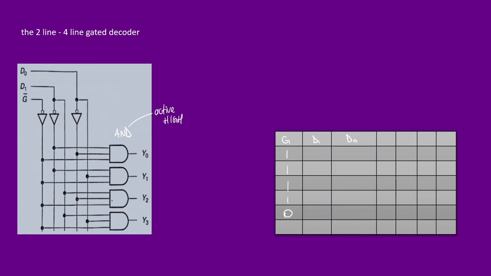Then we do only 0, 2 zeros for these cases. I'll explain why later. Then we fill in D1 and D0 as we would normally. Alright. So 0, 0, 0, 1, 1, 0, 1, 1. And then we can repeat this all over again since we're changing the gate signal from 1 to 0. 0, 0, and let's say 0, 1. We have 4 output lines, Y0, Y1, Y2, and Y3. Okay? This is our function table or our output table.